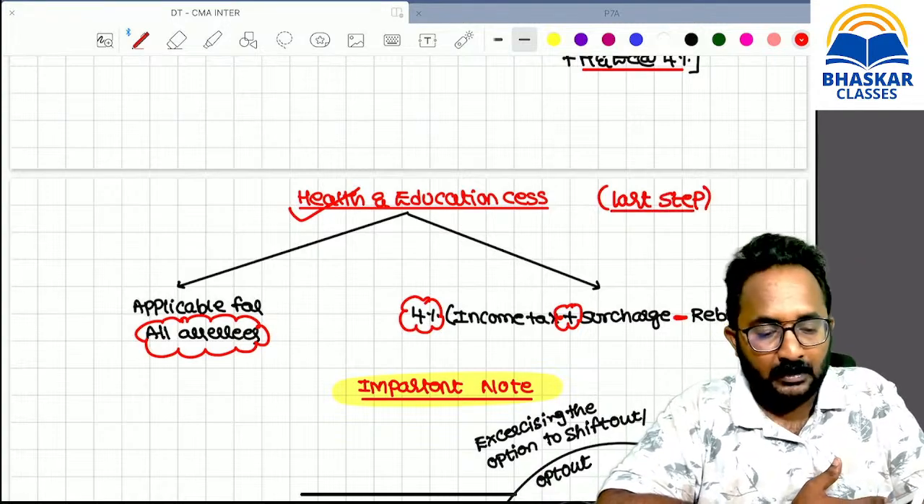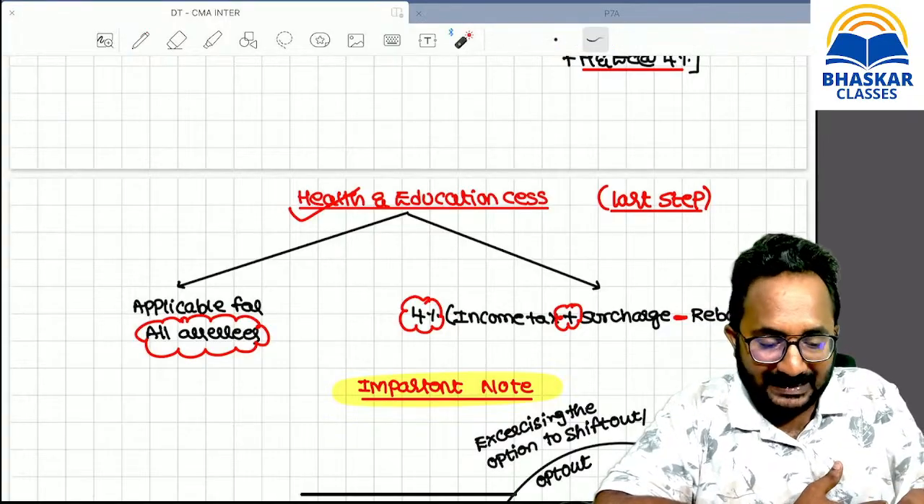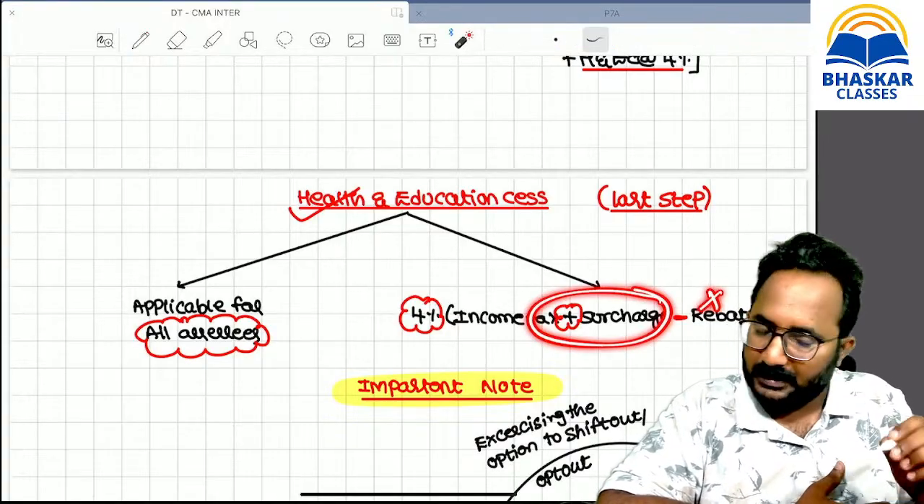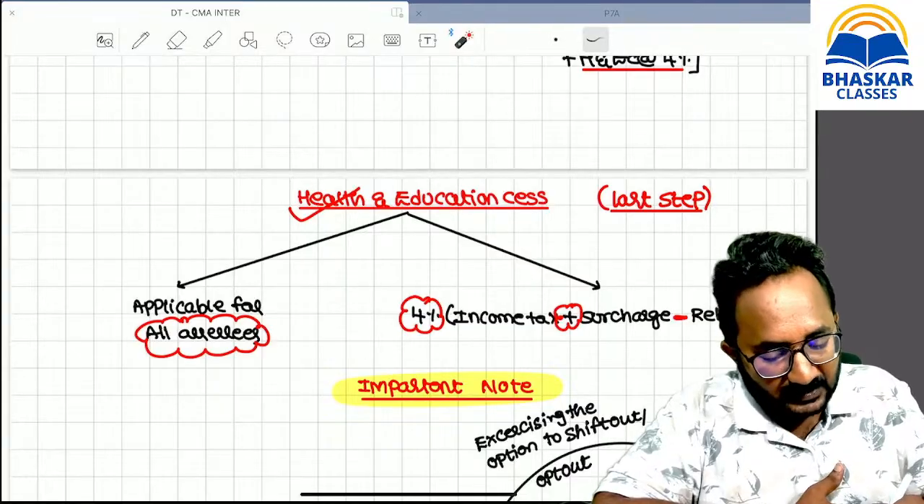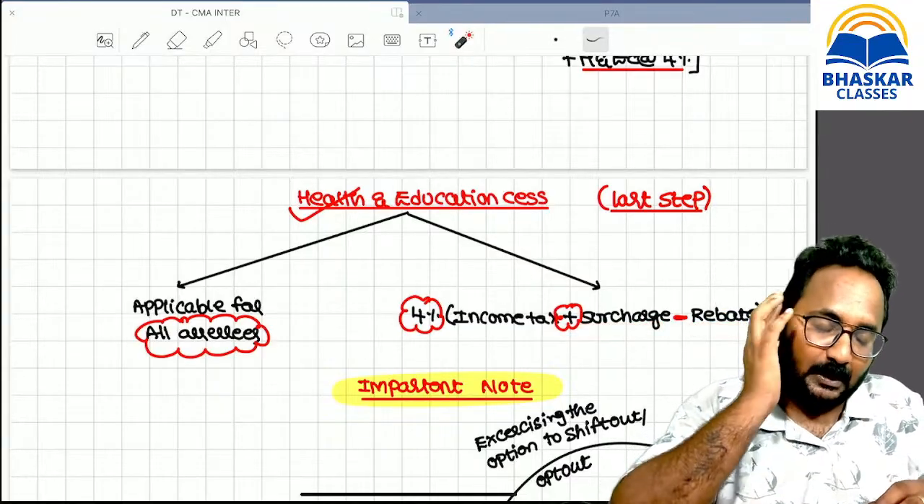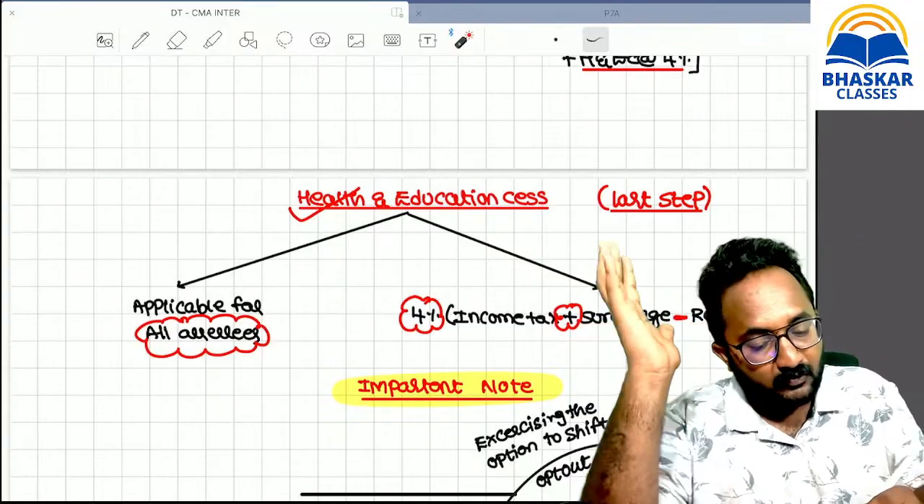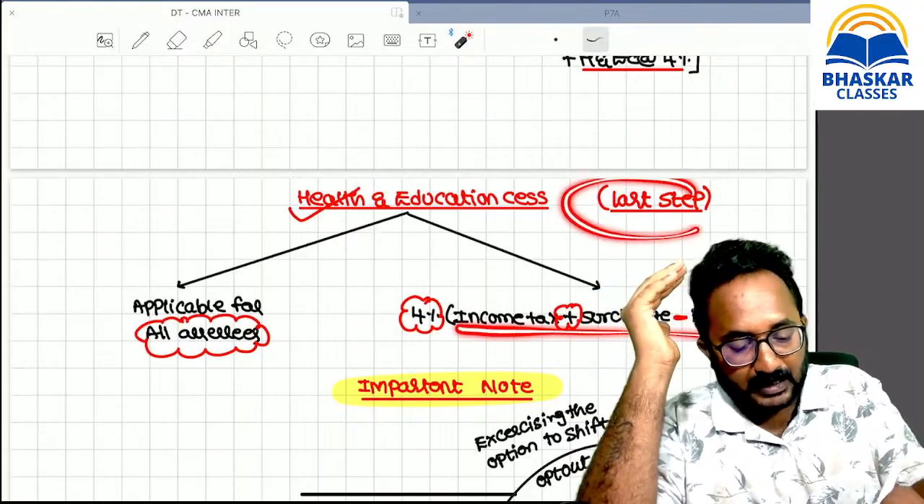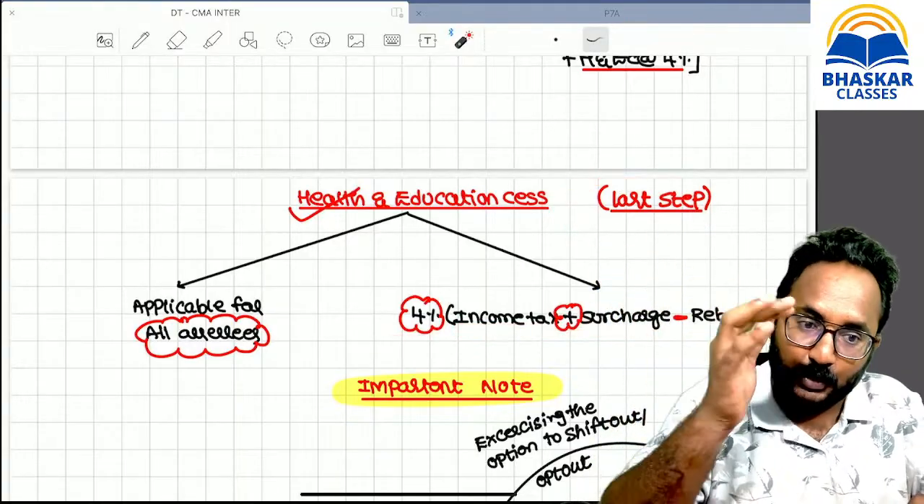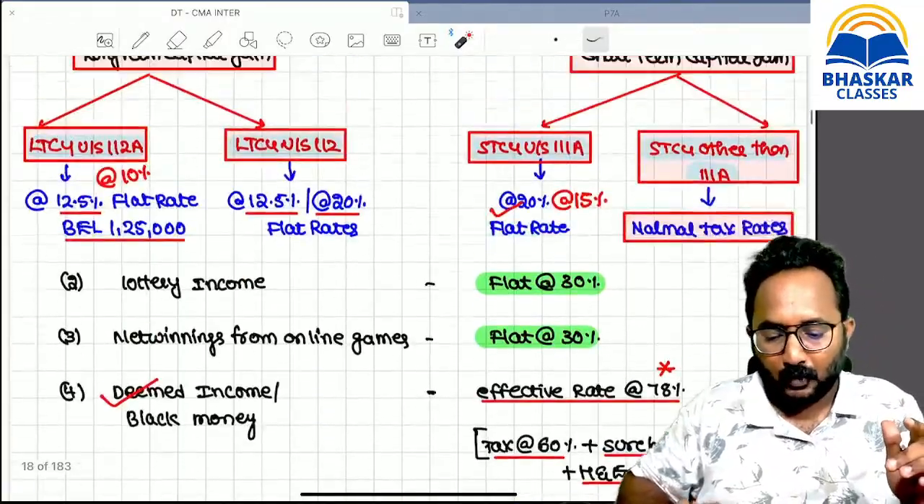Last step. If surcharge is added, then there is no need to reduce rebate. If surcharge is not applicable, then maybe rebate is applicable, and you can reduce the rebate. On the final output, you can apply the 4%.